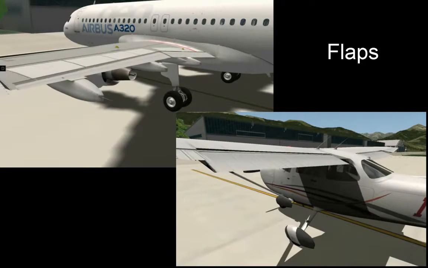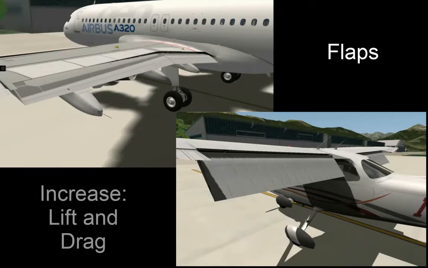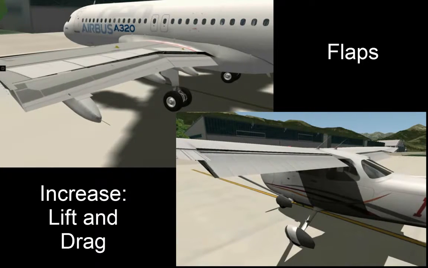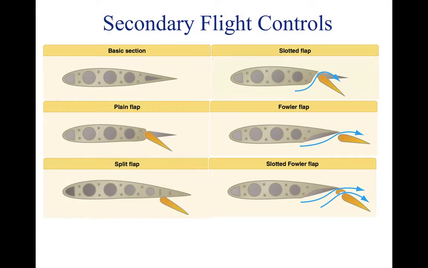Flaps are the most common high-lift devices on an aircraft. They are attached to the trailing edge of the wing and increase both lift and drag for any angle of attack. There are 4 main types of flap: plain, split, slotted, and Fowler flaps.